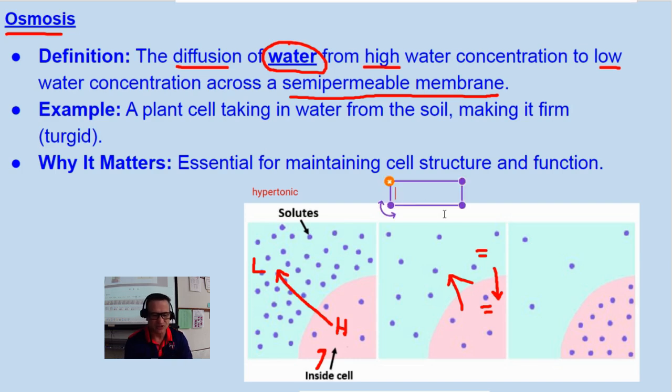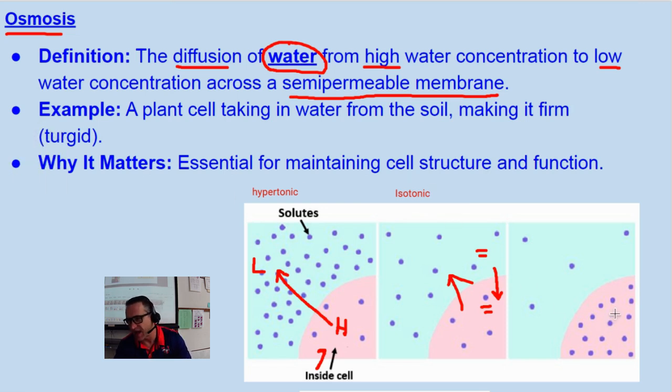This is called an isotonic solution. And the last one over here on the right, you can see there's a lot of solutes, a lot of salt on the inside of the cell, and very little salt or sugar, or whatever the solute is on the outside. So out here, there's going to be a high concentration of water because there's less salt. If there's less salt, that means there's a bigger percentage of water. Here's going to be low concentration of water.